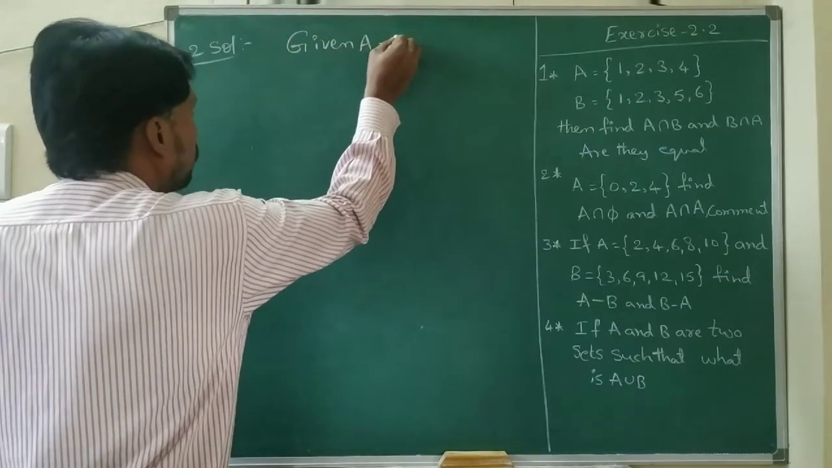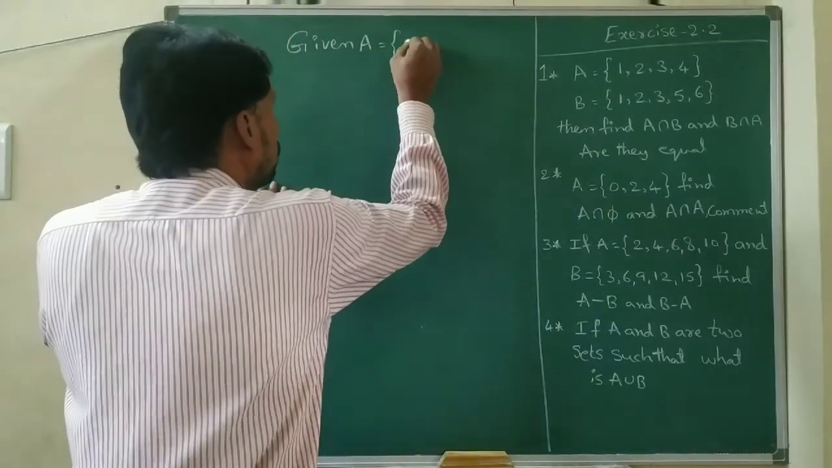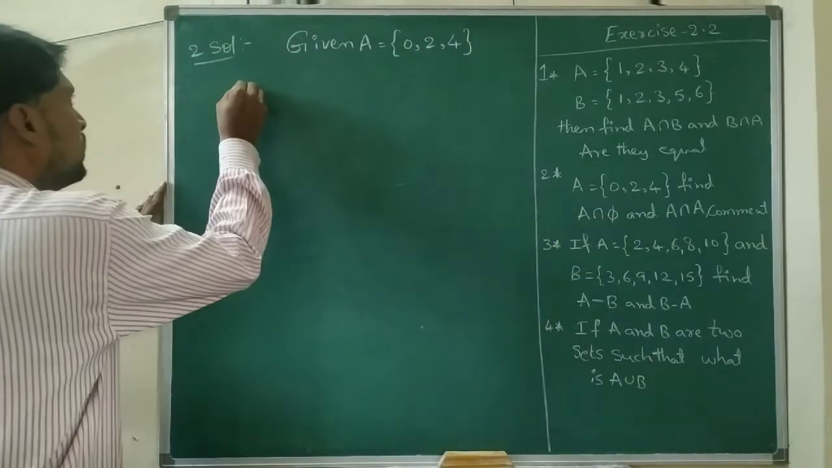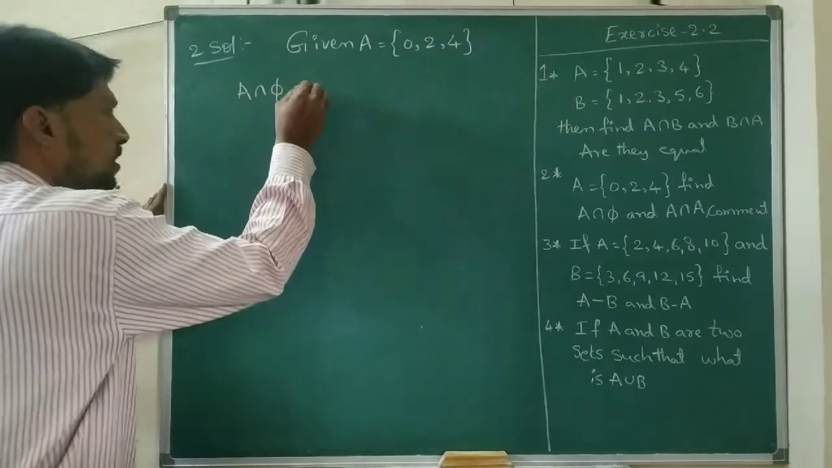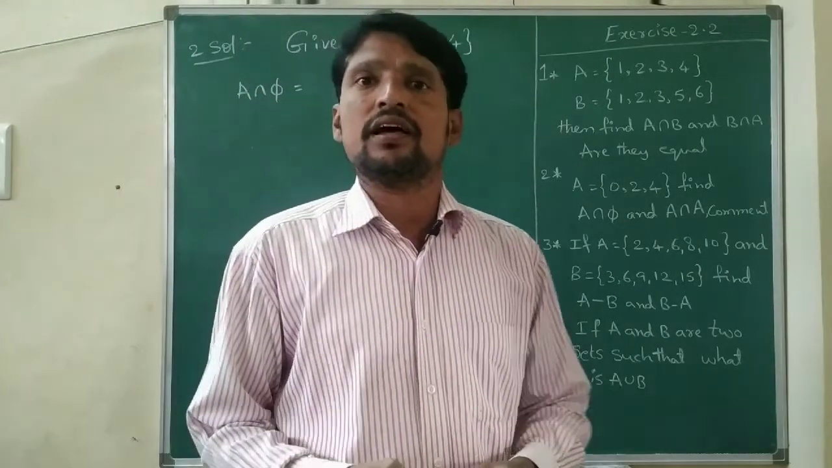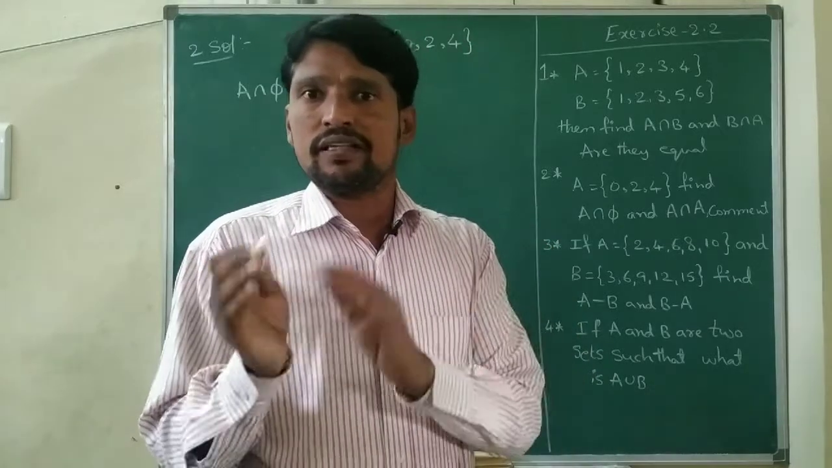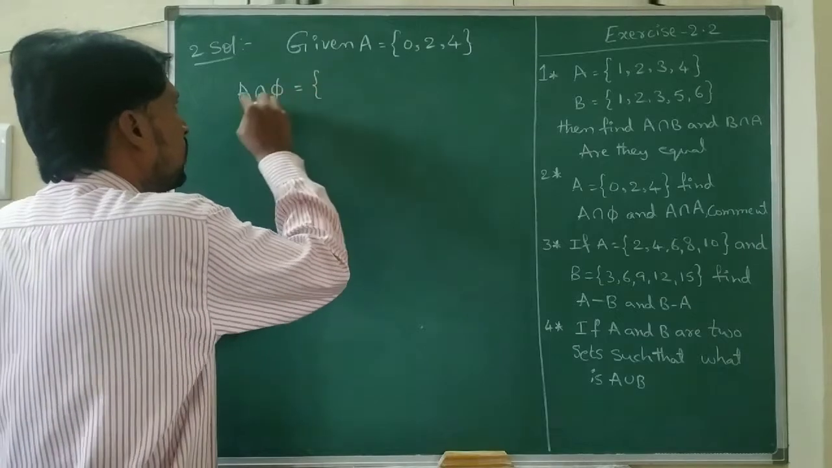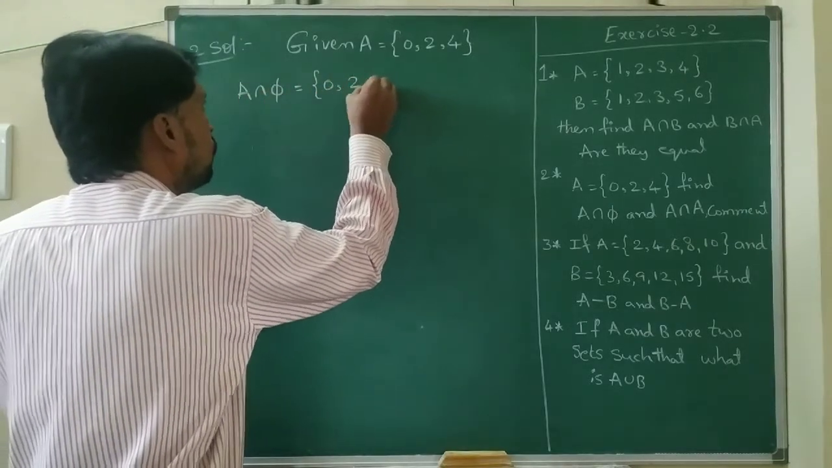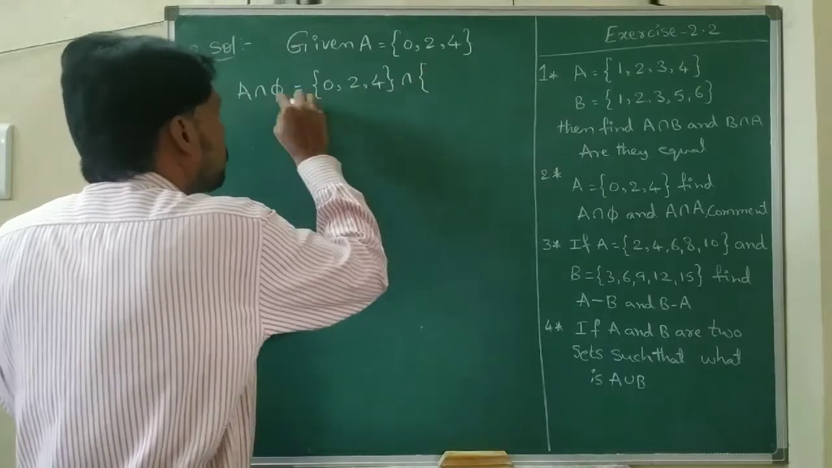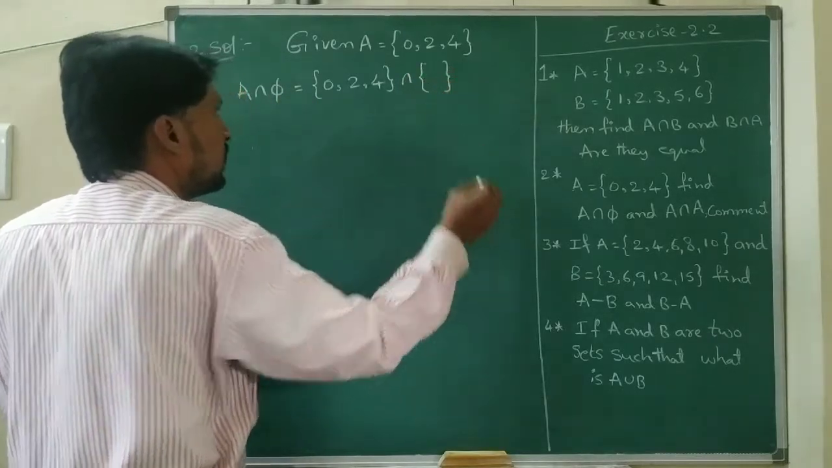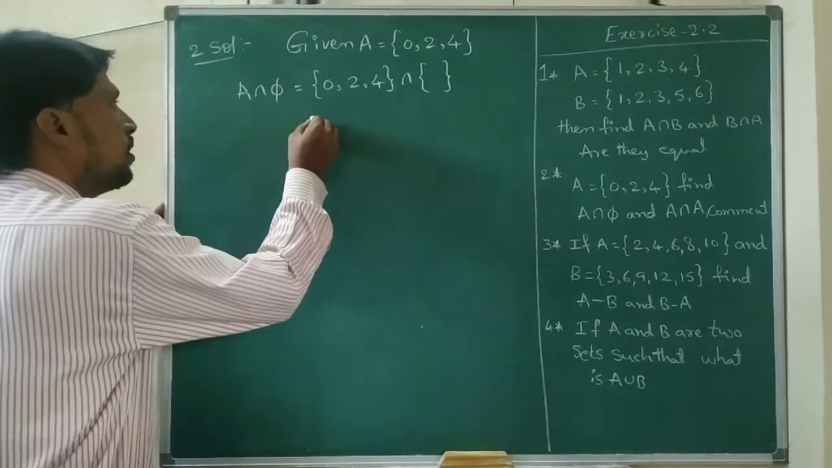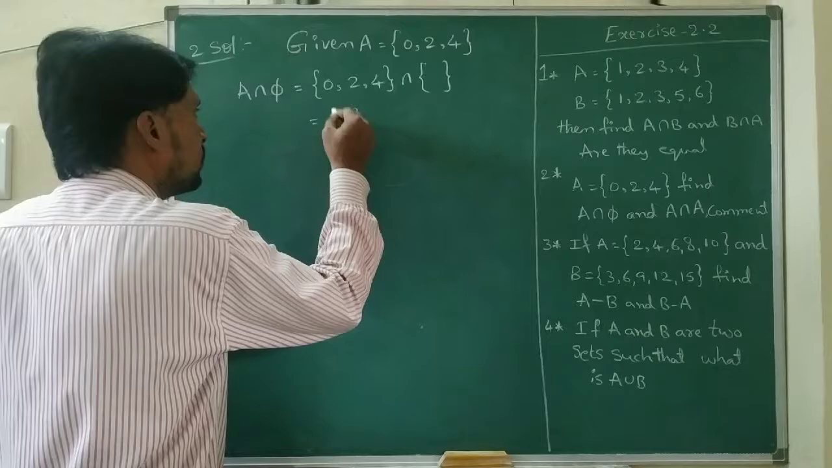given A equals, what is given? 0, 2 and 4. So what do we need to find first? A intersection phi. What is phi here? Phi is the empty set or null set or void set. So what is an empty set? A set without elements, that is an empty set. So here A equals 0, 2, 4, intersection phi. Phi means we take the null set. So what are the common elements in both sets? Nothing common. Nothing common means we are getting the null set only.